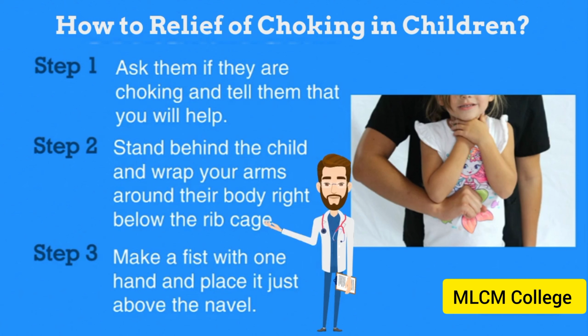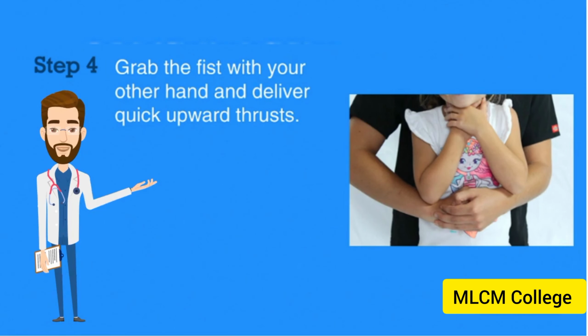Step 1, ask them if they are choking and tell them that you will help. Step 2, stand behind the child and wrap your arms around their body right below the rib cage. Step 3, make a fist with one hand and place it just above the navel. Step 4, grab the fist with your other hand and deliver quick upward thrusts.